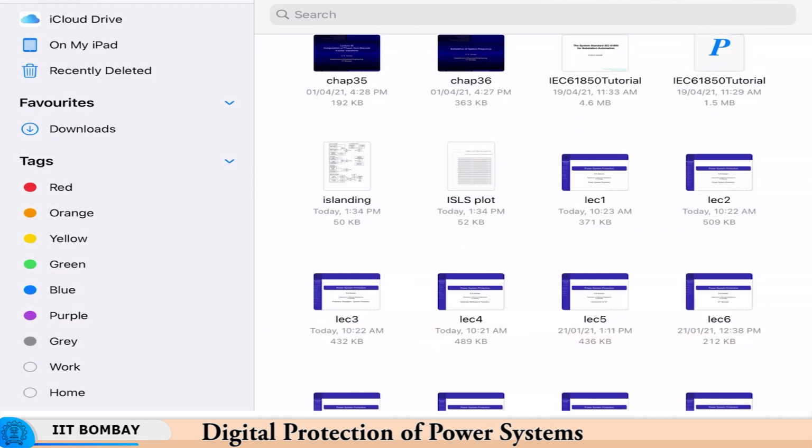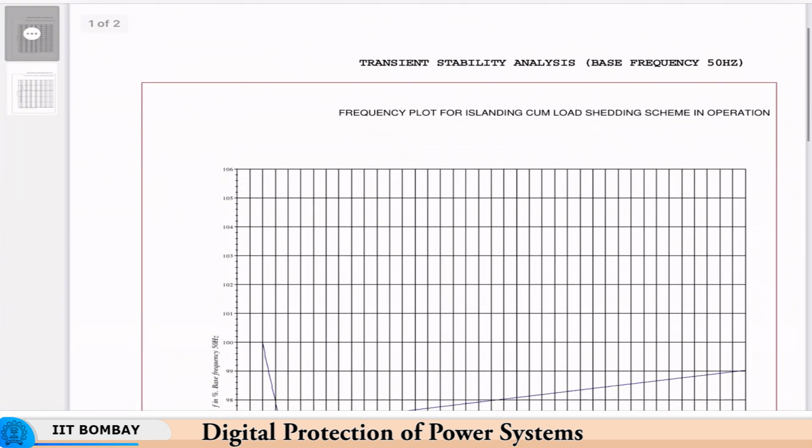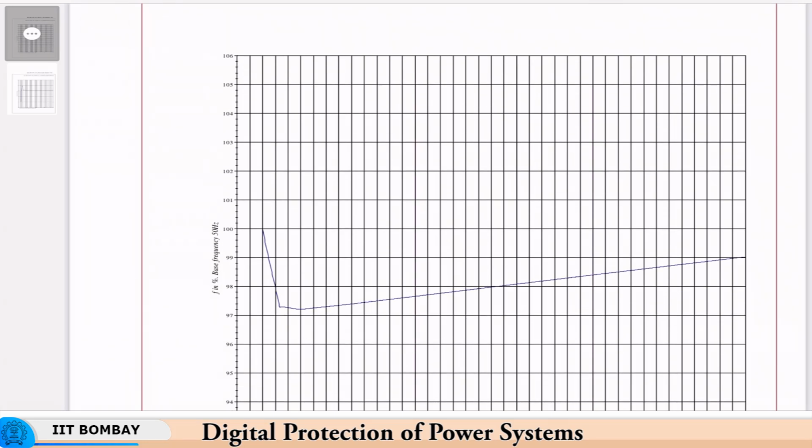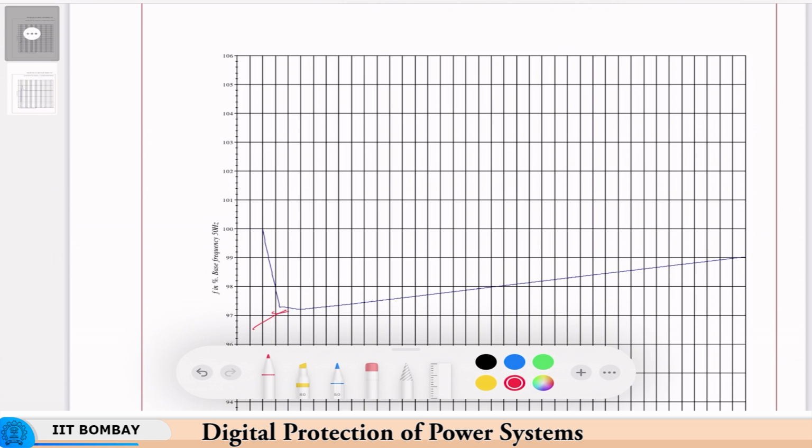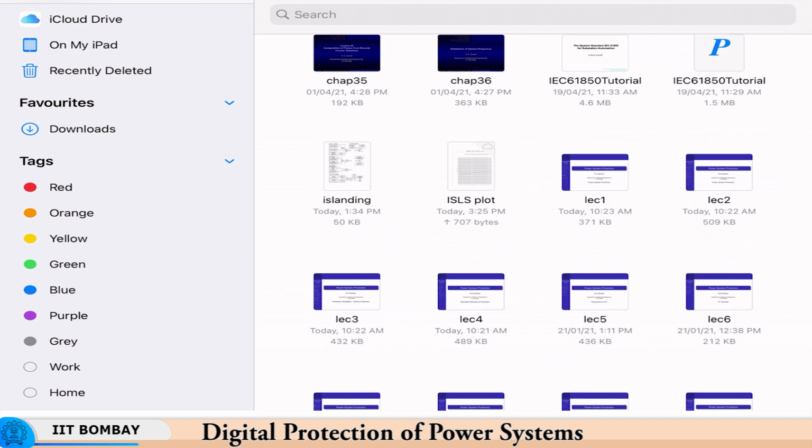And here, after using that scheme, if you notice this point, the frequency had started falling, but after the under frequency scheme operated, the frequency profile has improved. So this was about the islanding.